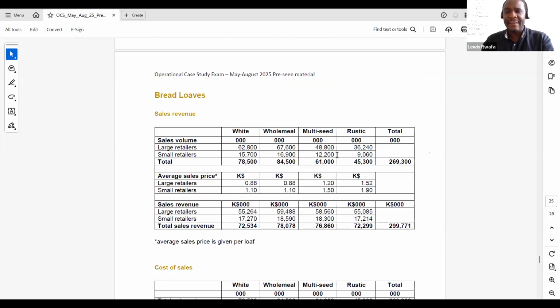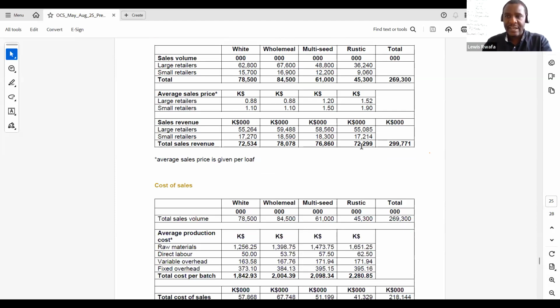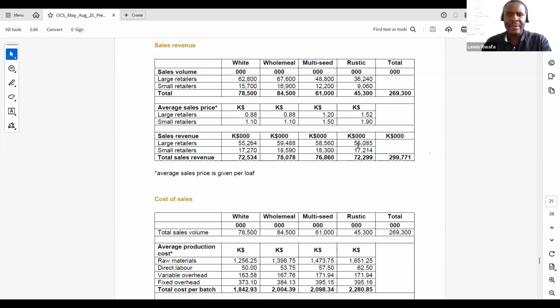Some more information that we are given there. I don't want to go in there today. First I want us to do a SWOT and a PESTEL, and then we can look at the numbers in workshop 2, which is coming on Saturday. But look at these numbers there.